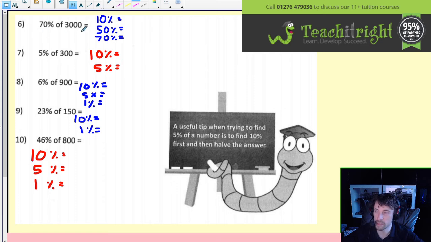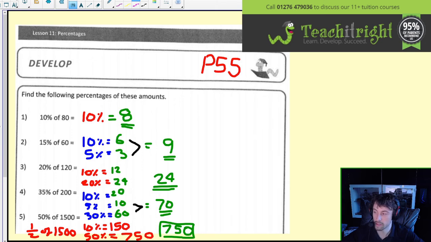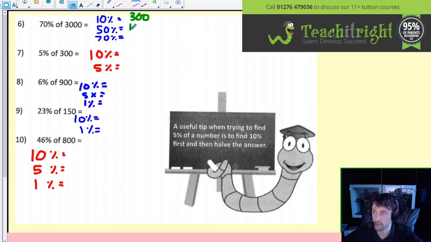Okay, so 70%, so 10% of 3,000 is 300. 50%, when we worked out earlier, that it's half. So you might have just said, okay, well, half is going to be 1,500, which means that 70% is either going to be 300 times 7 or 1,500 plus 300 plus 300. Either way, the answer should be 2,100. So final answer, 2,100.